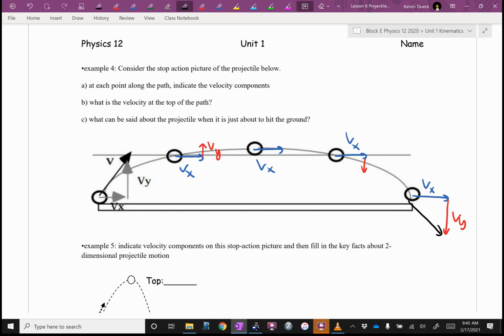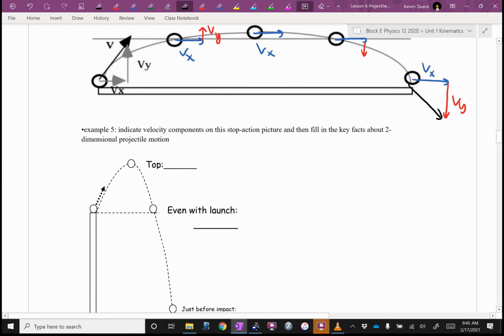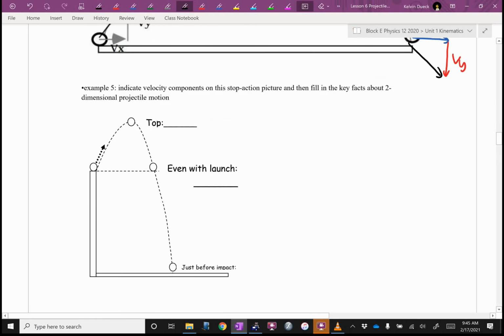We're going to start putting in some numbers in just a second, but first we've got to wrap our brain around the concepts. Example 5 says, indicate velocity components on this stop action picture, and then fill in 2 key facts. So our velocity components would look like this. There's Vx. There's Vy initial. How come I put an initial on the Vy, but I didn't bother putting an initial on the Vx? Horizontal acceleration is 0. So Vx initial is Vx final, is Vx middle, is Vx. I'm lazy. I'm not going to put an initial.